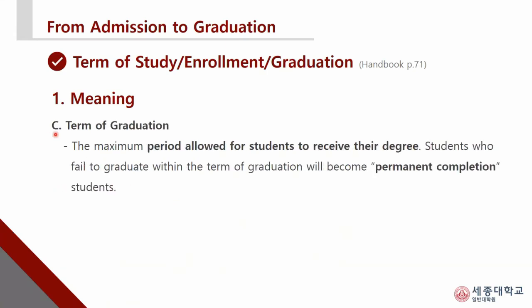And last, we have term of graduation. This is the maximum period allowed for students to receive their degree. Students who cannot receive their degree within the term of graduation will become permanent completion students.